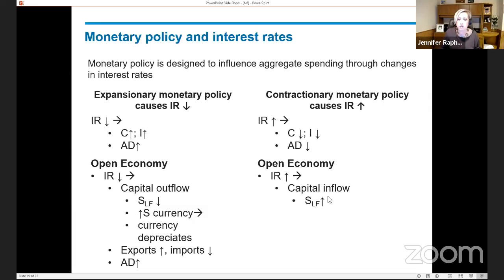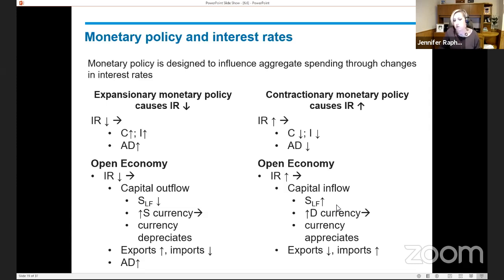That is going to cause the supply of loanable funds to increase. In order to purchase financial assets in this country, there's going to be an increase in demand for the country's currency. The currency is going to appreciate. When the currency appreciates, the domestic economy's goods and services are going to become relatively more expensive to foreigners, and foreign goods and services are going to become relatively cheaper to domestic consumers. Exports will go down, imports will go up, and aggregate demand will go down.